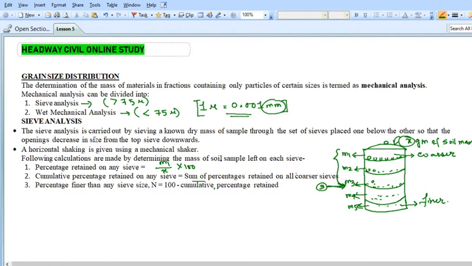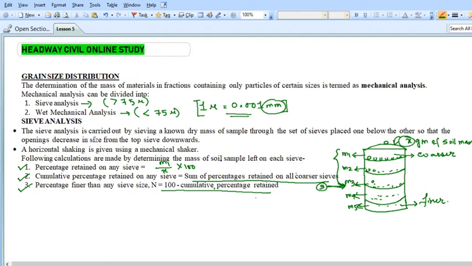I'll be showing you. It will come out with the sum of percentage retained on all coarse sieves. After calculating the cumulative percentage, we need to find out the percentage final, which will be 100 minus cumulative percentage retained. Once we are done with all these calculations, that is percentage retained, cumulative percentage retained and percentage final, we need to plot a graph on semi-log graph paper and obtain a curve using these data.